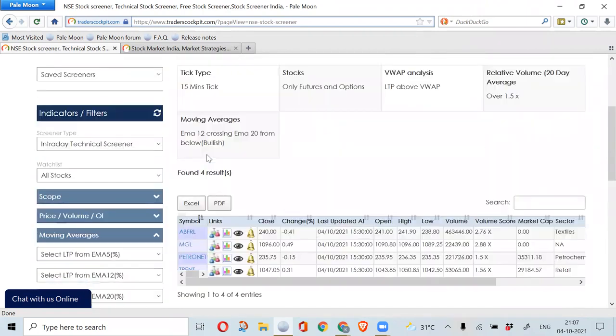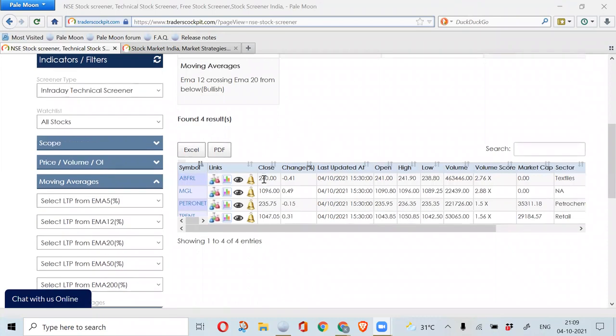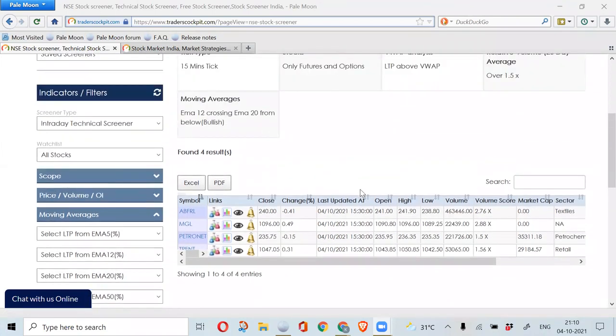So let us see the conditions we have implemented here. A 15-minute candle, only futures and options, LTP above VWAP, relative volume, a decent volume of more than 1.5 times, and then EMA 12 crossing 20 from below. So by entering our required conditions, we have got these 4 results which are meeting our requirements.